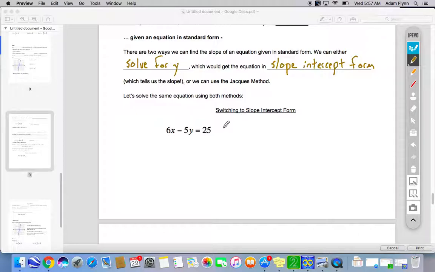Or we can use something called the Jakes method, which I realized is a strategy that Mr. Jakes learned how to do. So we'll call it the Jakes method for right now. So let's do it both ways. So let's solve for y. We'll switch it to slope-intercept form. So if I'm going to solve for y, my first step, I would subtract 6x.